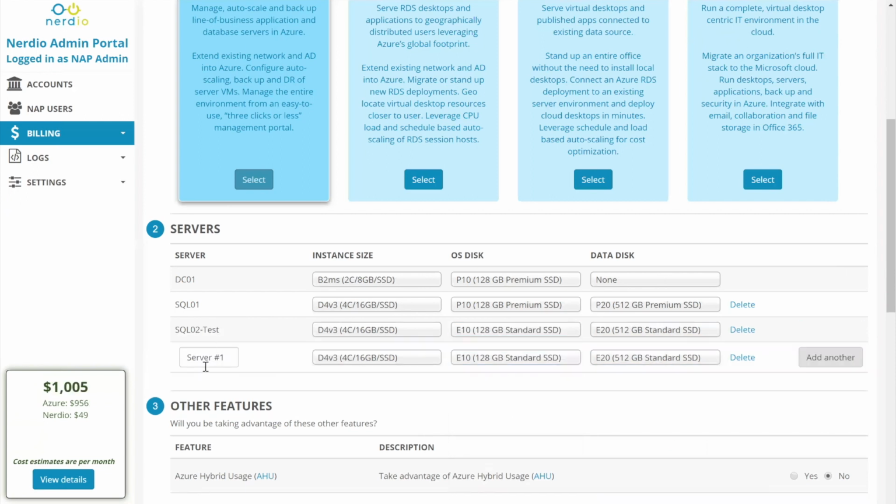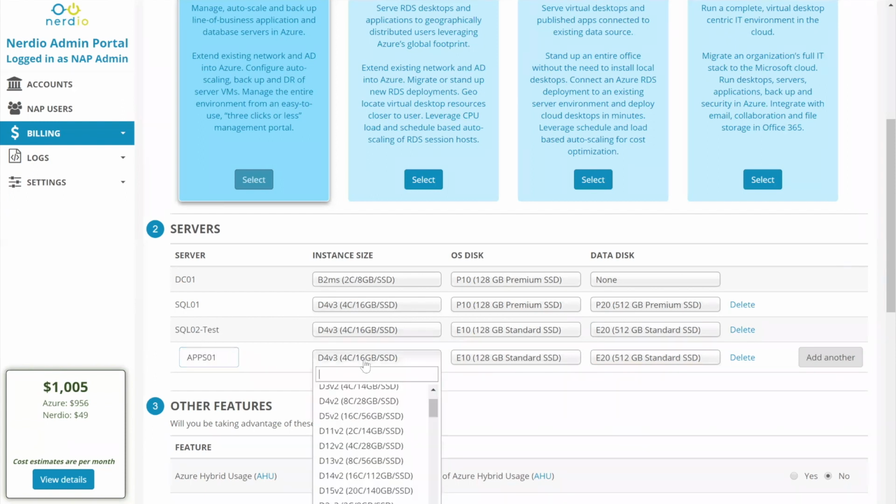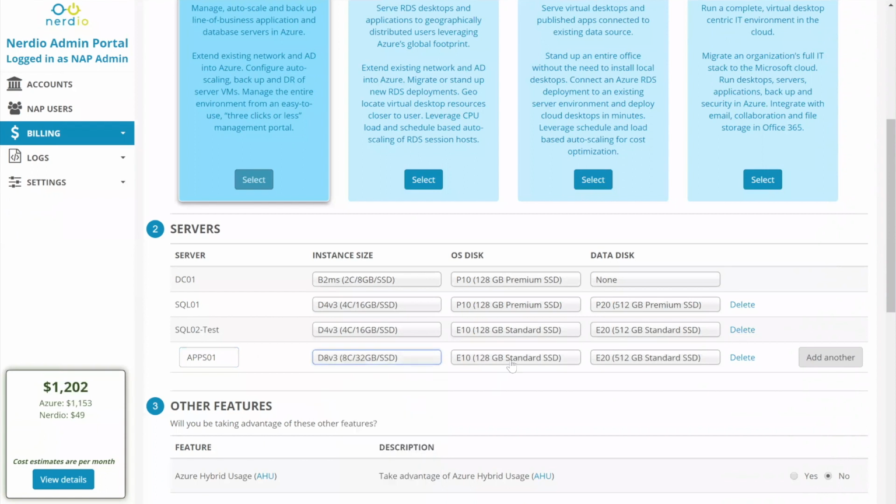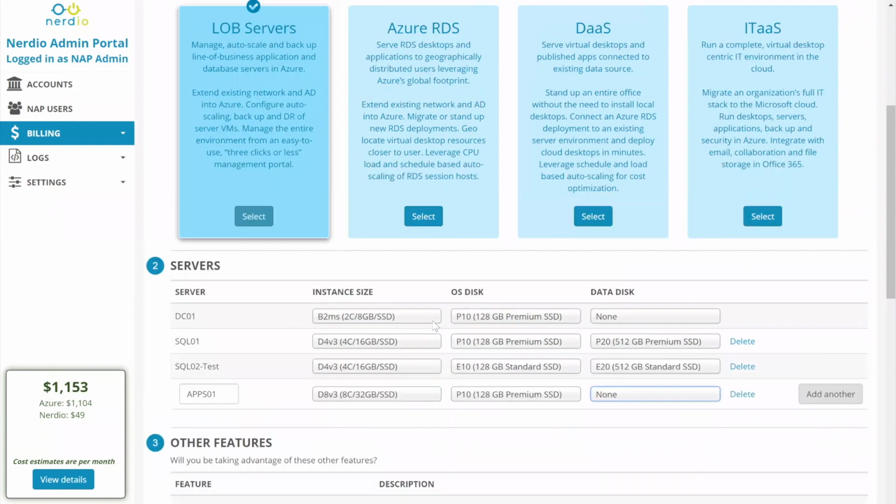So let's say we're also going to have an application server, and this application server is going to be an 8-core VM, and this 8-core VM is going to be, let's say, this D8 V3. It's going to have a P10 for an OS disk, and it's going to have no disk for the data. Okay, so that's how you configure the server section in the case of line of business's use case.